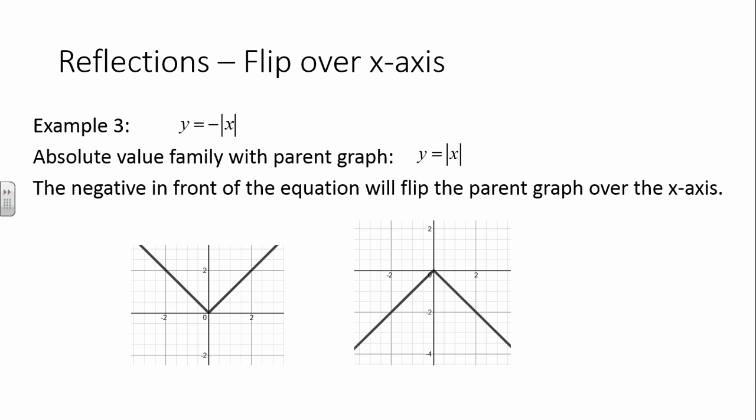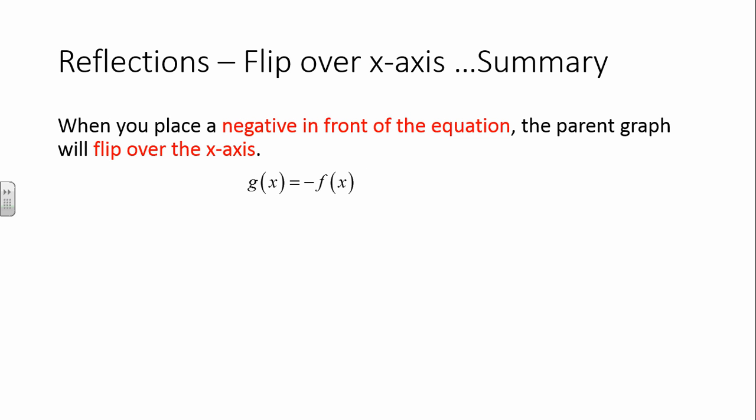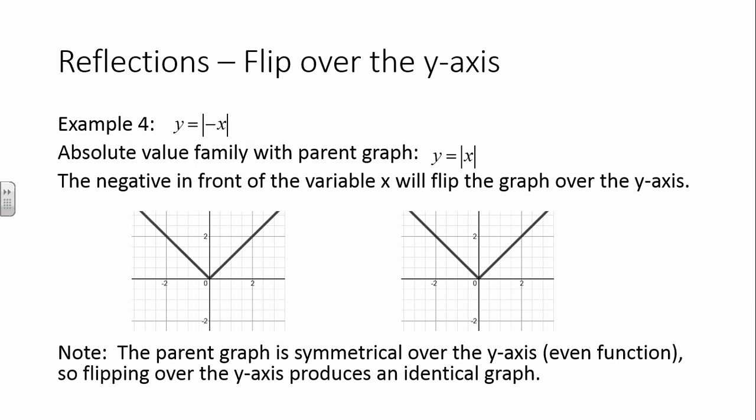Okay, so you put a minus sign out in front of the entire equation, it simply flips it over the x-axis because now y is always equal to something that is negative. Because negative of absolute value means absolute value is a positive, and a negative of a positive number is negative. So it's got to be y values that are at the bottom, below the x-axis. Okay, so here's our summary. Just putting a minus sign out in front of the equation flips it over the x-axis.